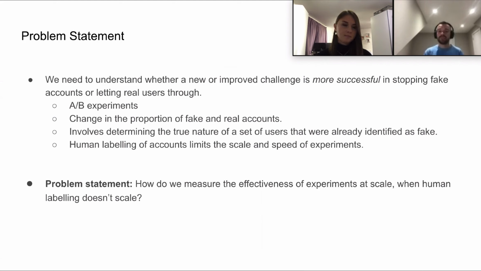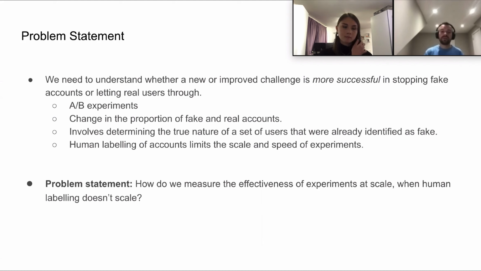This computation is particularly challenging as it involves determining the true nature of the set of users that were already identified as fakes with high probability by the Intrusion Detection framework. One could leverage human labeling of accounts at various stages within and after the verification process. However, relying on human labeling limits the scale and speed of the experiment.